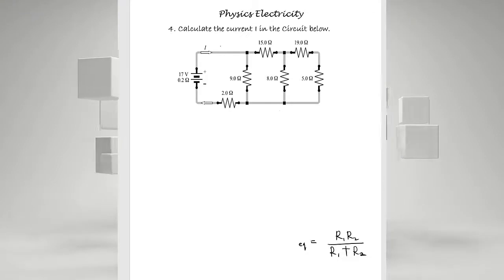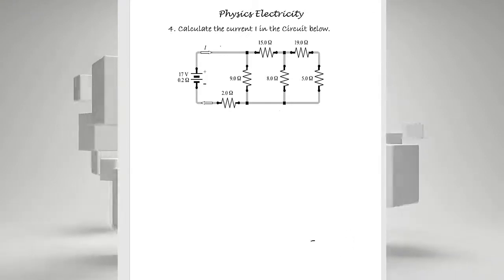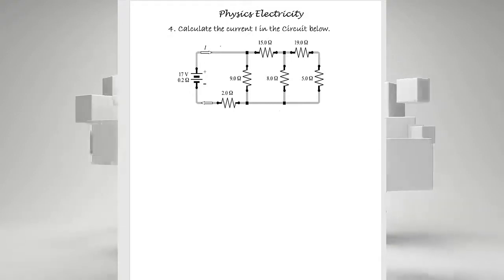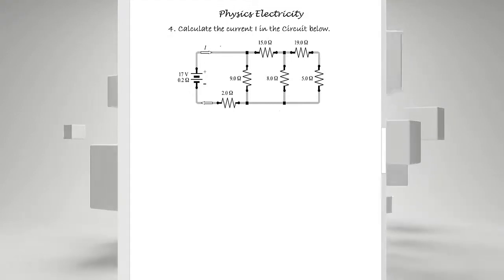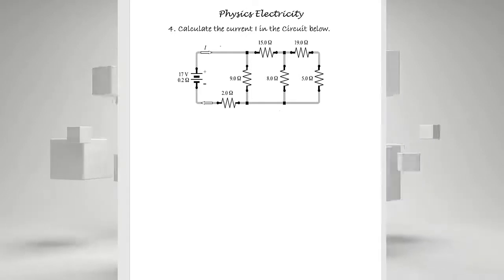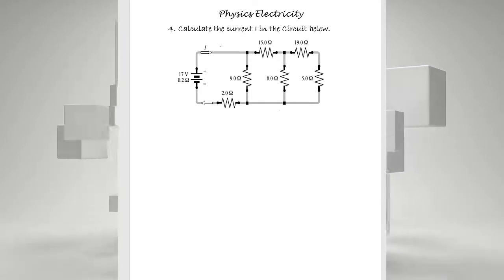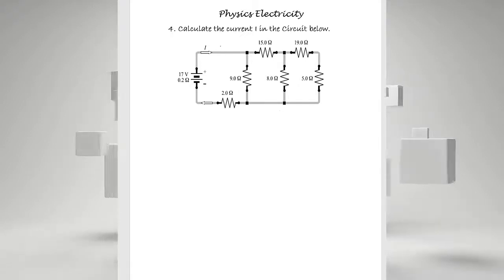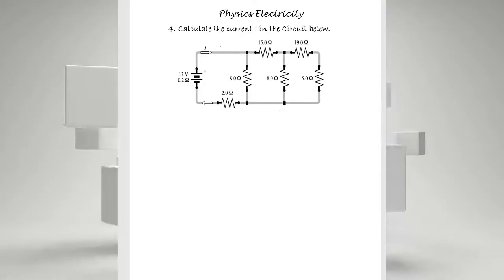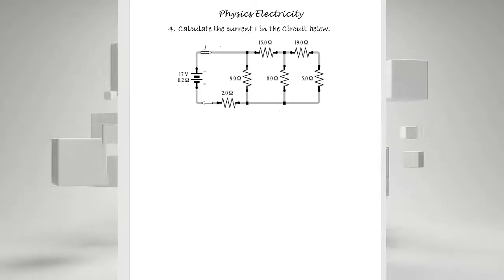So let's look at that screen again. From what we have on our screen, we have a battery as our source of voltage, and that battery has inherent losses as a result of internal resistance, and our internal resistance is 0.2 ohms.